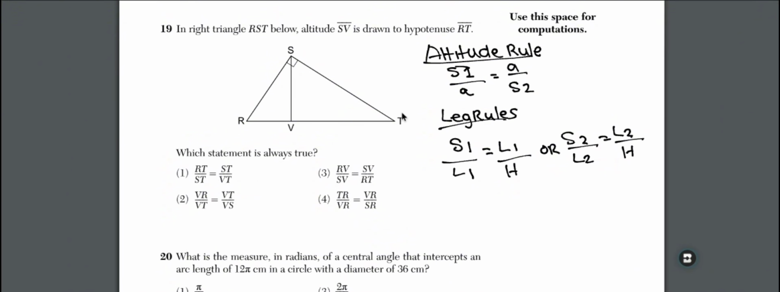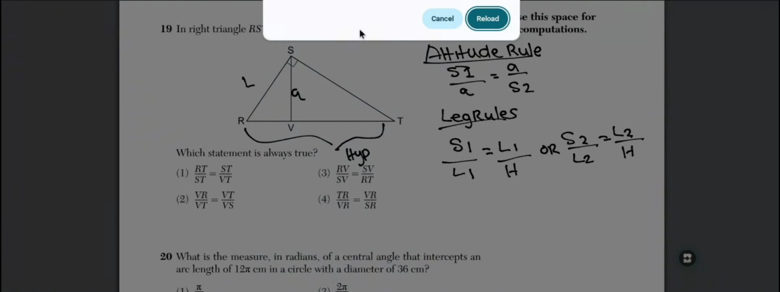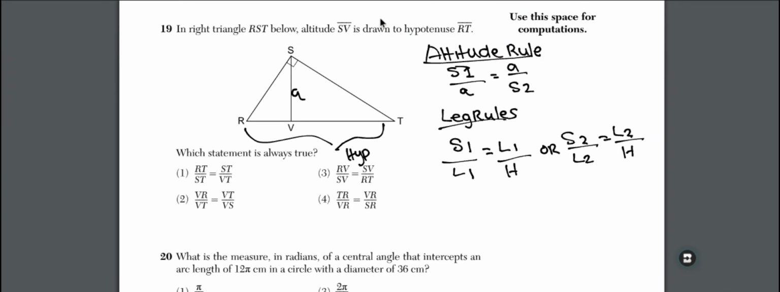So, this is how you're going to apply it. You know that SV is your altitude. Okay? You know that RT is your hypotenuse. Okay? Now, RS, let's call this leg 1. Right? Remember, when we have a right triangle, there's 2 legs and there's a hypotenuse. So this is leg 1. This is going to be my leg 2. This is going to be side 1. And this is going to be side 2. See how side 1 is with leg 1. Side 2 is with leg 2.